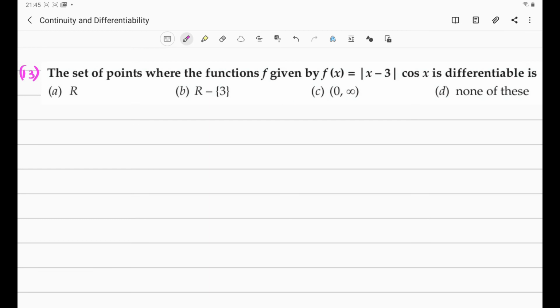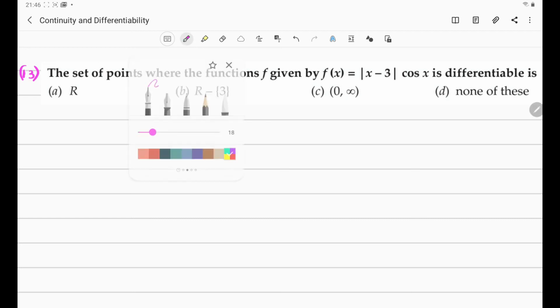Number 13. The set of points where the function f given by f of x is equal to modulus of x minus 3 into cos x is differentiable is. So, as we know that cos x is differentiable everywhere. So, now we have to only check for modulus of x minus 3, and modulus of x minus 3 is not differentiable at x equal to 3. Therefore, the set of points where the function is differentiable is all real numbers except 3. So, the right option is option B.